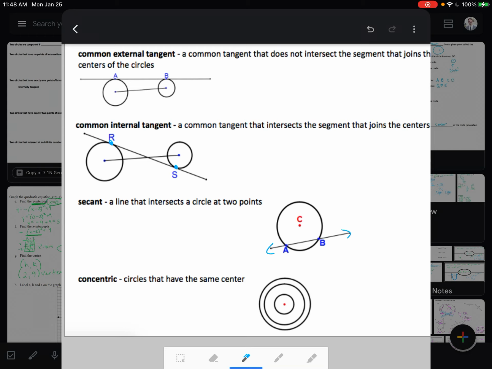And then concentric. These are multiple circles that have exactly the same center. So you can think about, here is one circle in blue, and then maybe we have a circle in green. Again, they're different sizes, but they have the same middle point. So again, that is concentric. Multiple circles overlapped on top of each other.